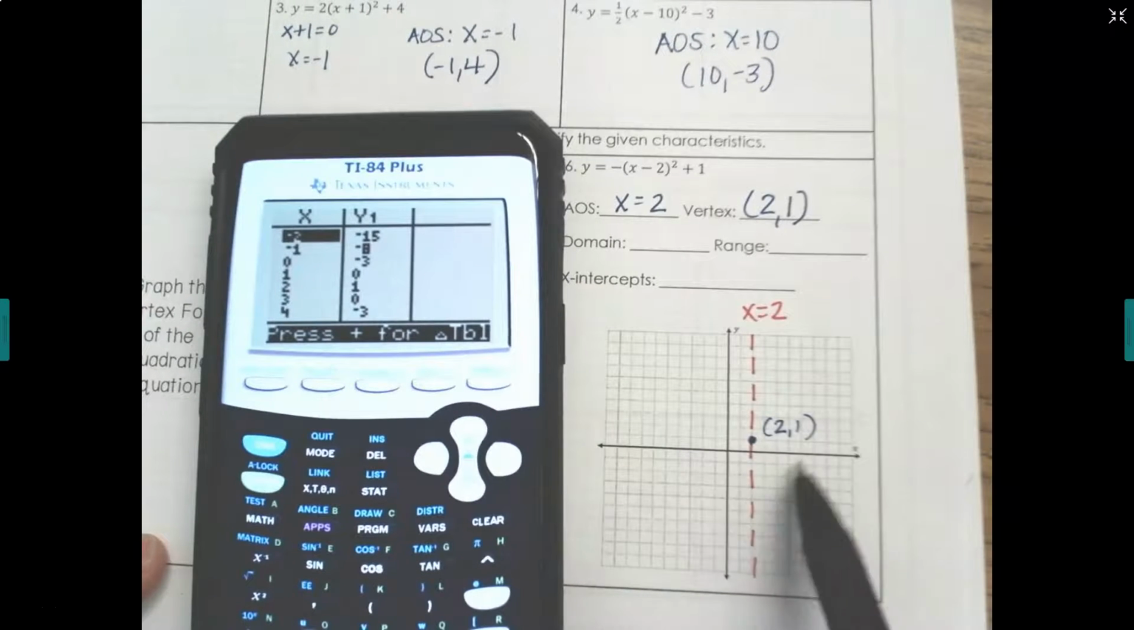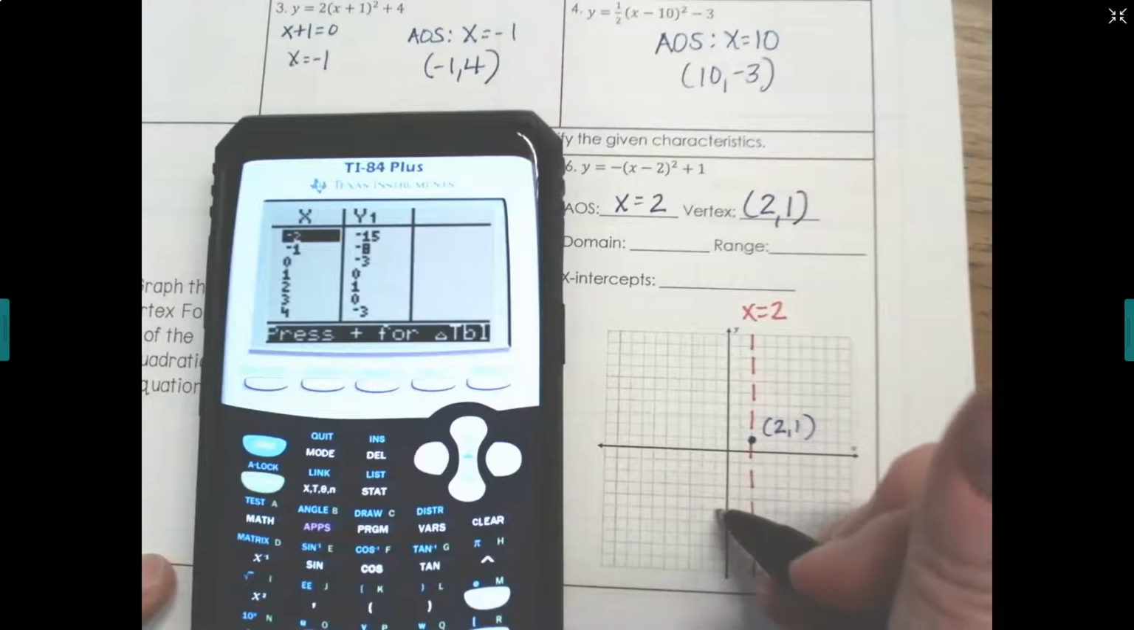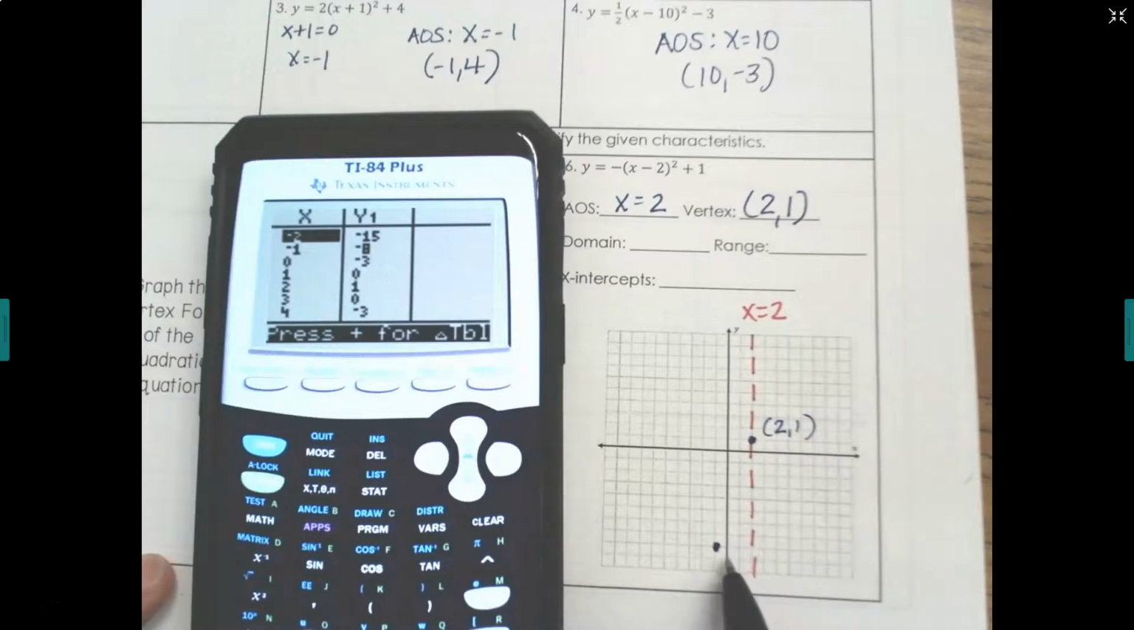I want to pick numbers right around that axis of symmetry so they're easier to graph. So I have -1, -8, 3, 4, 5, 6, 7, 8. And we can use symmetry here. This point is 1, 2, 3 to the left, so I'm going to go 1, 2, 3 to the right.